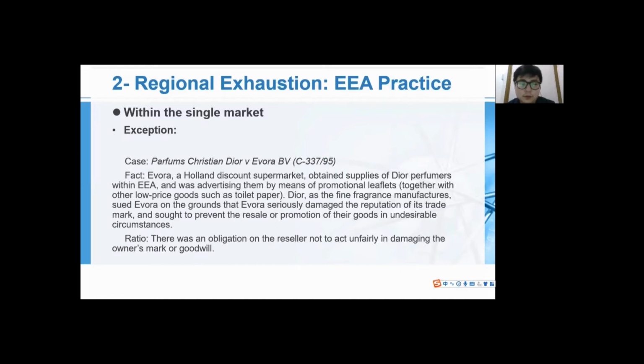As we all know, Dior is very elegant, and customers usually have a very high image of this brand. So the court held that Evora's advertisement, and the way he advertised, was unfair and seriously damaged Dior's reputation. And this gave Dior a legitimate reason, so the right of Dior was not exhausted in this case.